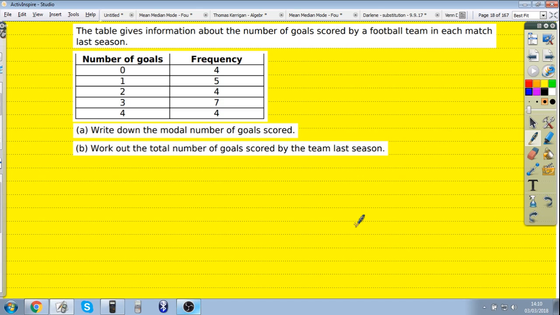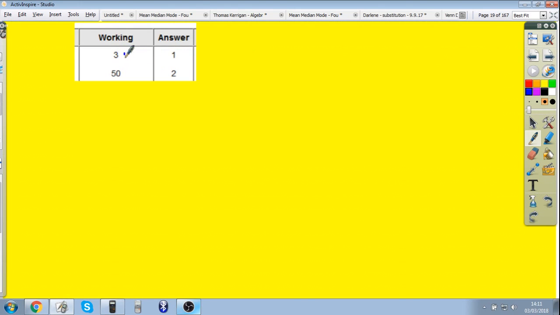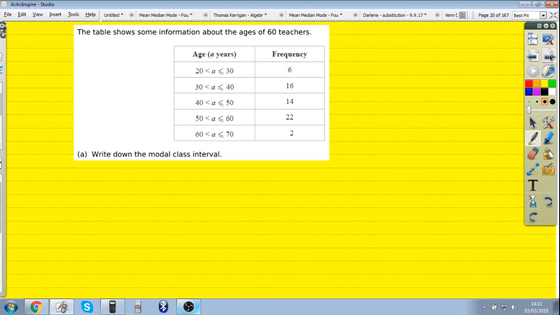Okay, how do we do this? Part A, part B. So is the mode 3? Yeah, well done. And then I just need to times the number of goals by frequency again, and then just add it up. Correct, yeah. Okay, so you're good there. So that's 3, and it would have been 50.